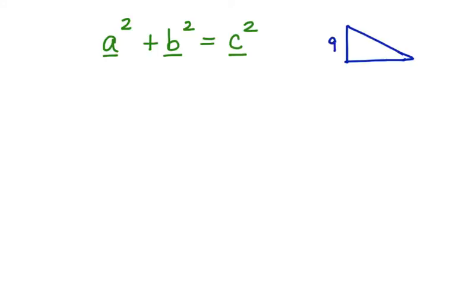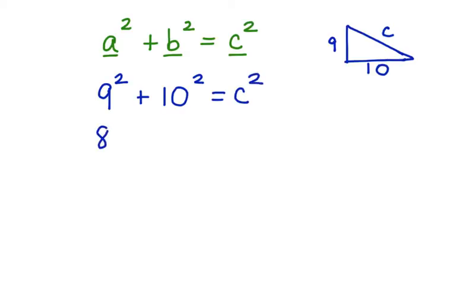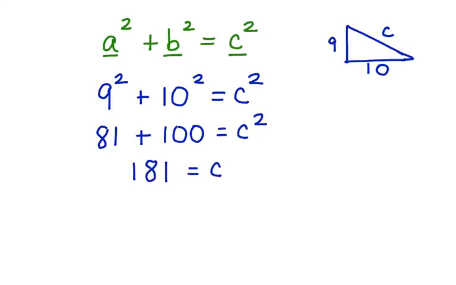Jessie's triangle has this side being 9 and this side being 10 and c being missing. So we can substitute 9 in for a and 10 in for b, and have 9 squared plus 10 squared, and all that's equal to c squared. 9 squared is 81 plus 10 squared, which is 100, is equal to c squared. 81 plus 100 is 181, is equal to c squared.